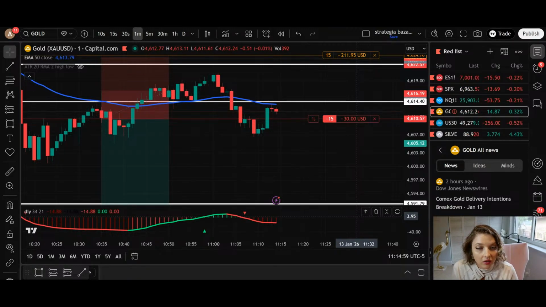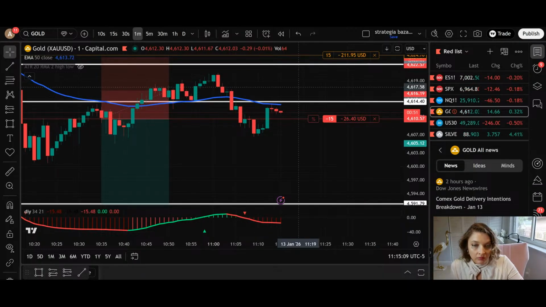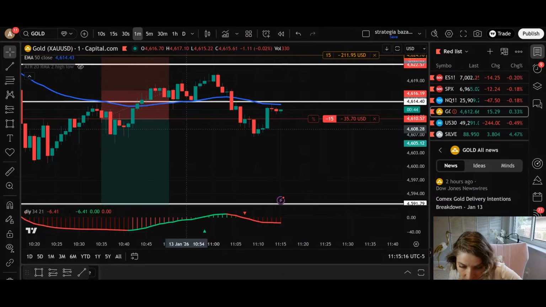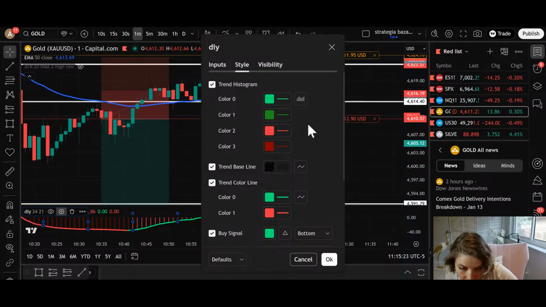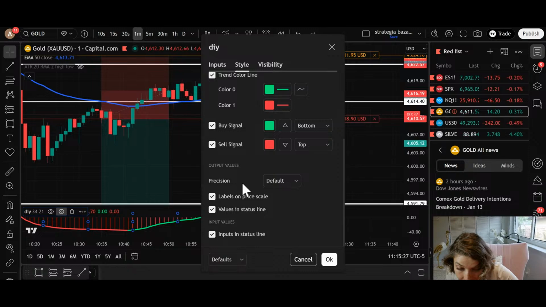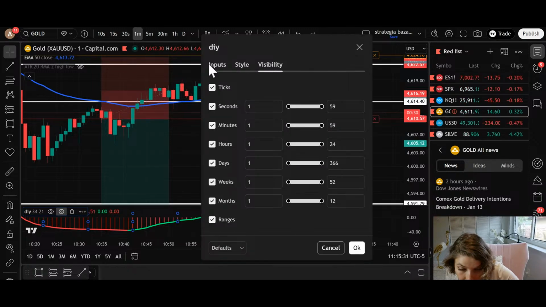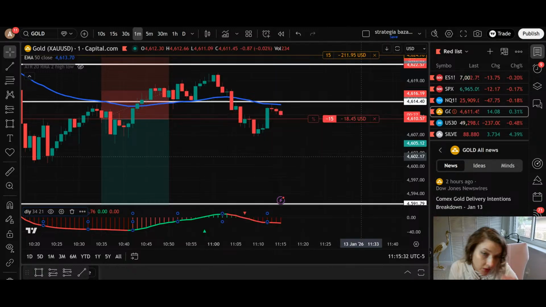Why do you trade the gold, Wordy? To be very honest, I don't really know what this indicator uses. I did not change anything in here. Trend based. I really don't know anything about this indicator.